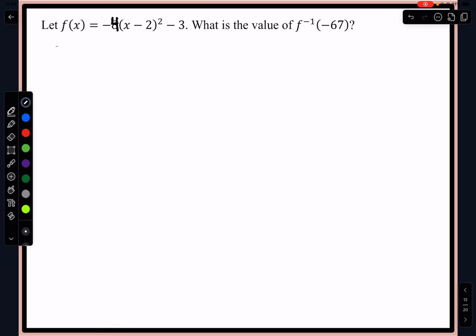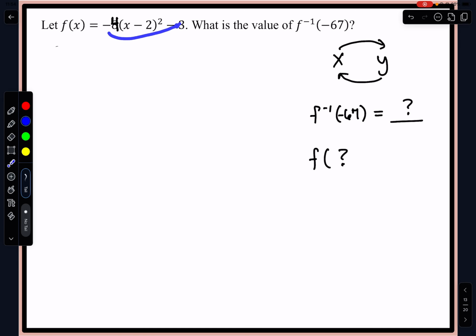So what we have to think about is what does it mean to have the inverse of a function? In very simple terms, the inverse and the function are related in that they interchange the independent and dependent variable. The x and, quote unquote, y values are going to switch. Which means that since our objective is to do this, we know that this is going to equal some number, we'll call it question mark. Then that same number, when plugged into this function here, into that specific x, has to equal the value of -67.